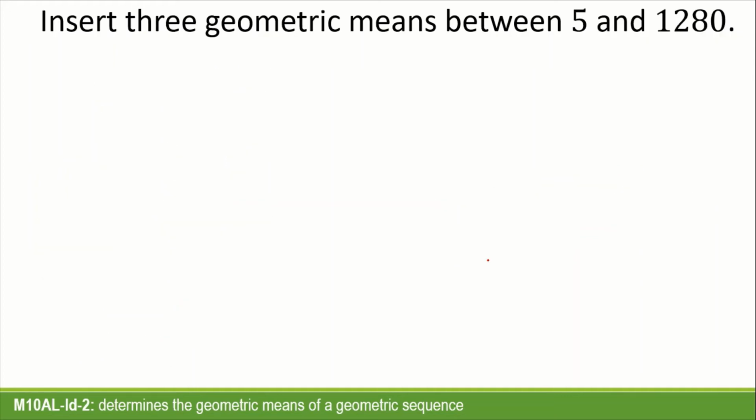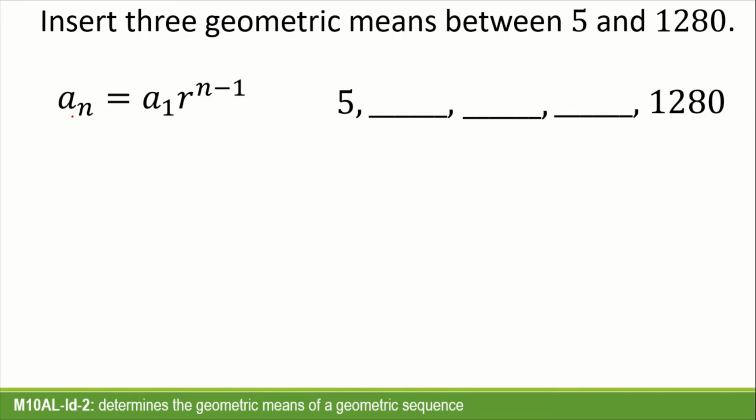Last example. Insert 3 geometric means between 5 and 1,280. Again, ilista muna natin yung given. So, maglaan tayo ng 3 spaces to represent yung tatlong geometric means na insert natin between these two terms. So, ang gagamitin ulit natin is the general term of the geometric sequence. Hanapin natin ang common ratio.